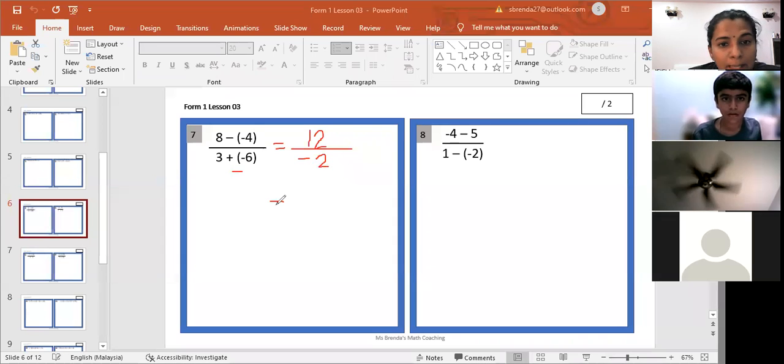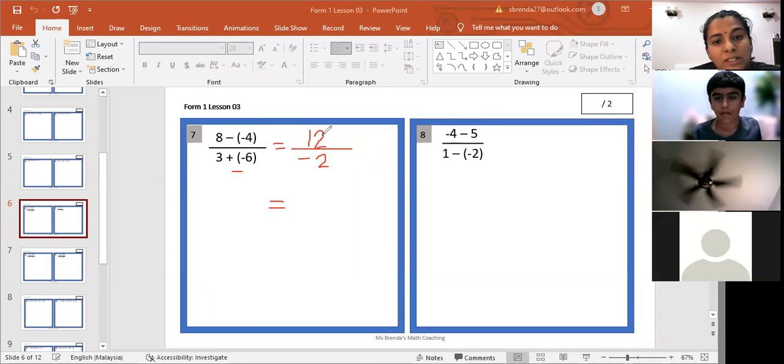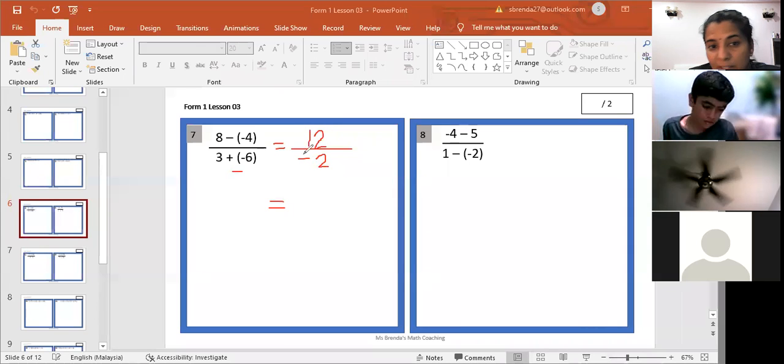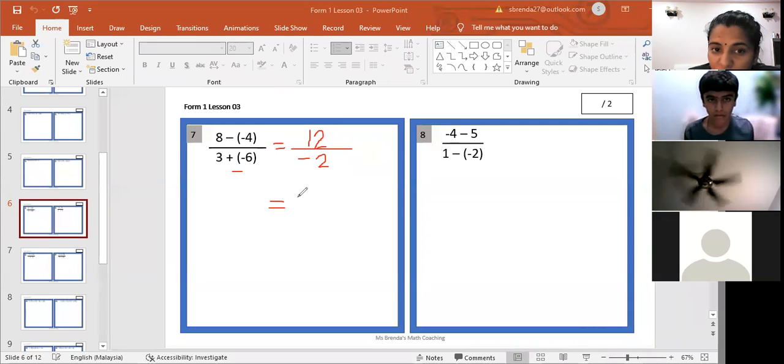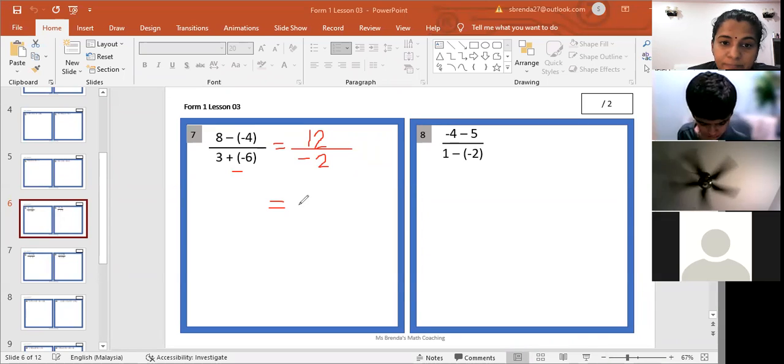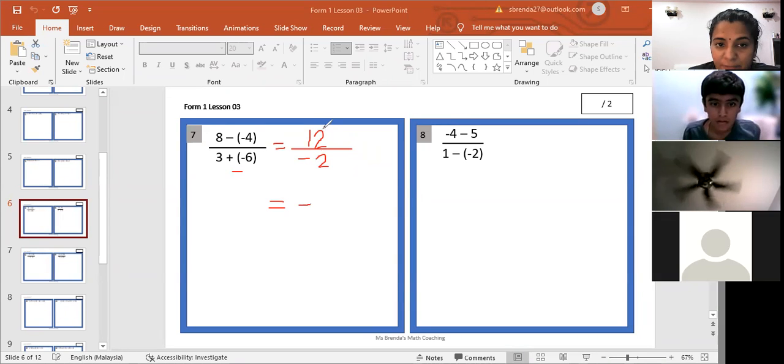Okay, now you try to solve this. What is 12? This is a positive 12. You're going to divide by -2. What are you going to get here? Negative. Okay? Correct. That's -6.